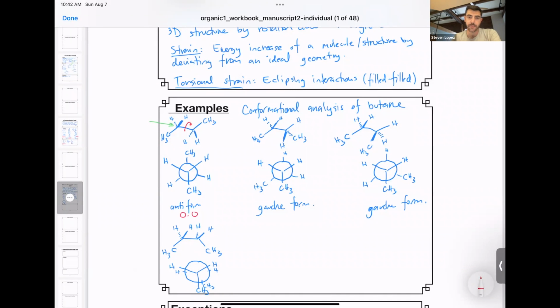So we're giving the energies in relative terms. This is 0.0 kcals. The gauche version is 0.9 kcals per mole higher in energy. And the other gauche form is the same. And then the eclipsed form is about 5 kilocalories per mole.